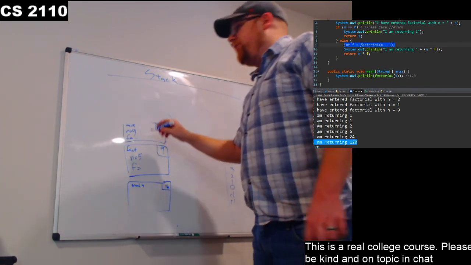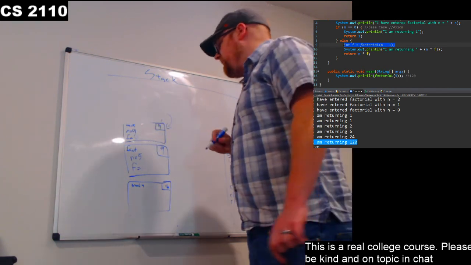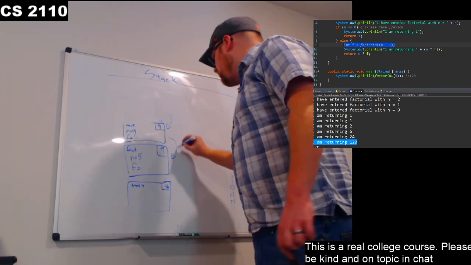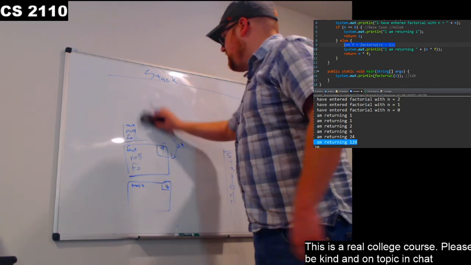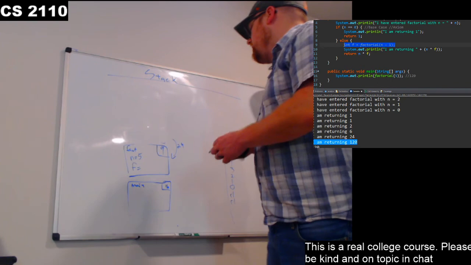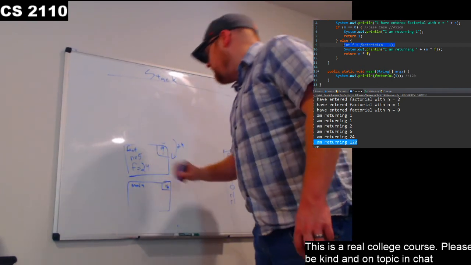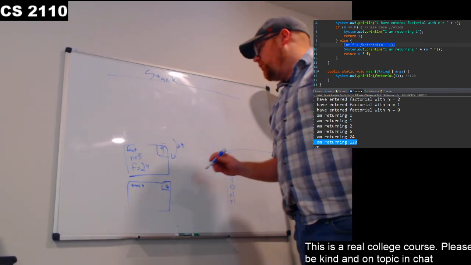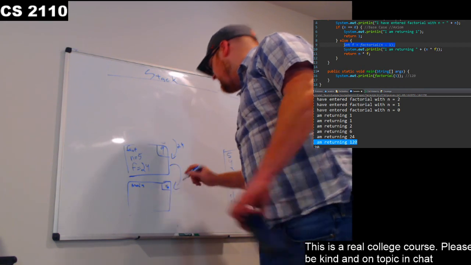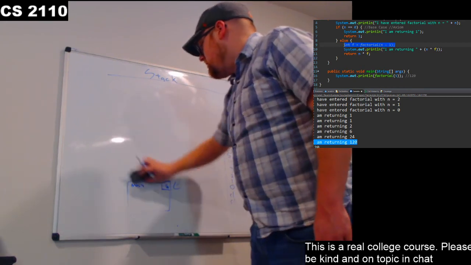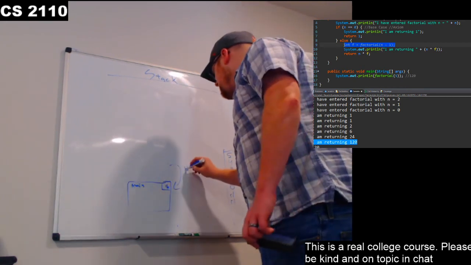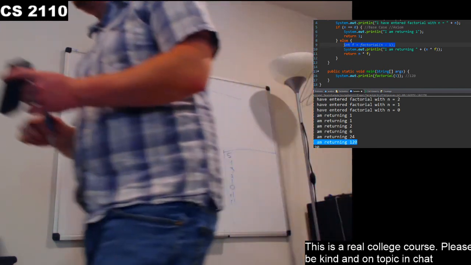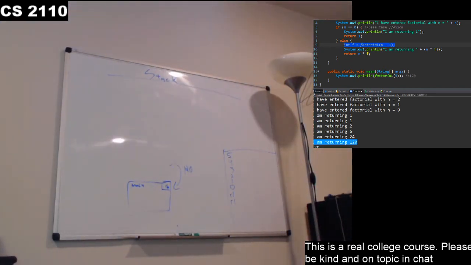F equals 6. We return n times f, 24. So we return 24. Pop that function off the stack. F equals 24. 5 times 24 is 120. We return that. And then finally 120 goes to main, where we were at line 16. And at line 16, we print 120.